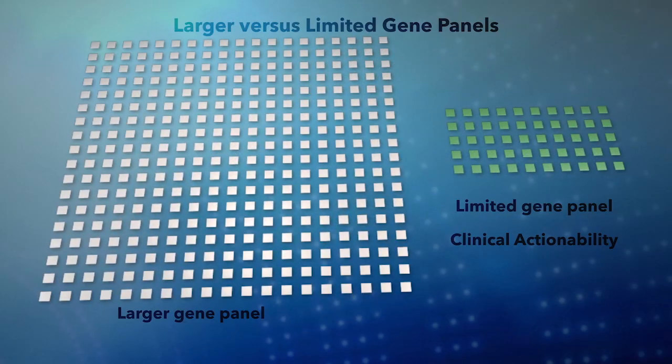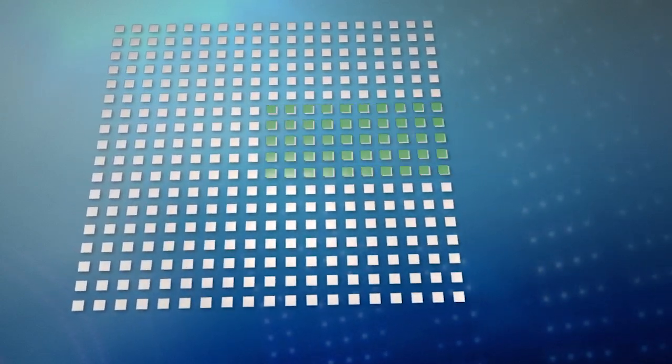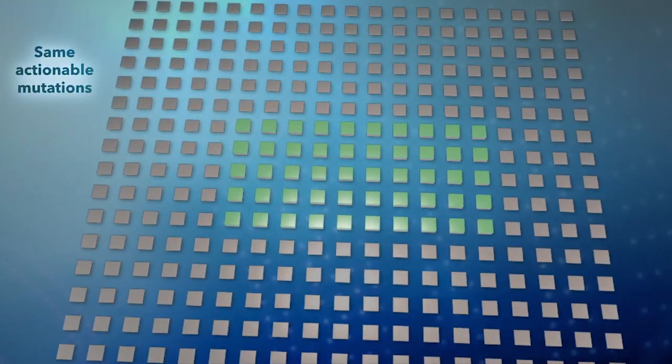We can test this strategy ourselves by simply observing how often the extensive panels lead to change in treatment compared to the limited panels. In the majority of cases, the same actionable mutations are identified in both panels. In one study, comparing a 50-gene panel versus a 343-gene panel, researchers at Cedars-Sinai were able to demonstrate that in 99% of the cases, the same mutations were picked up by the smaller panel, leading to appropriate therapy.